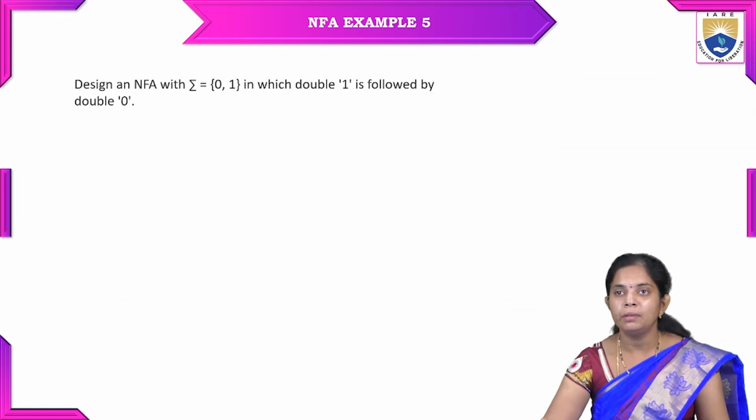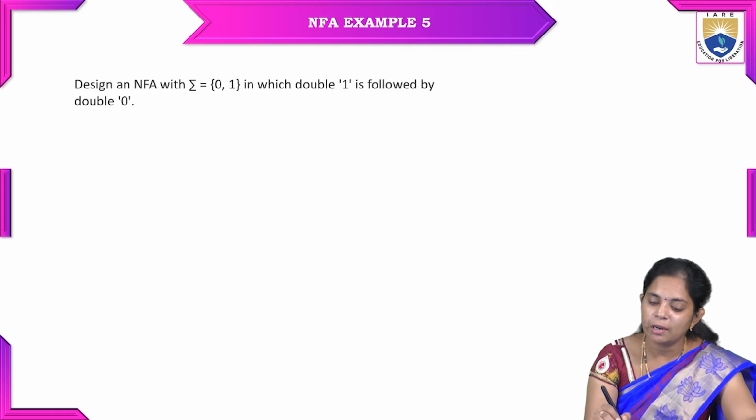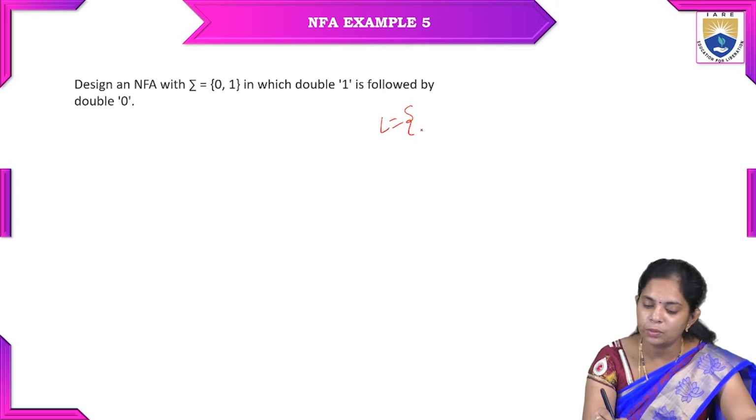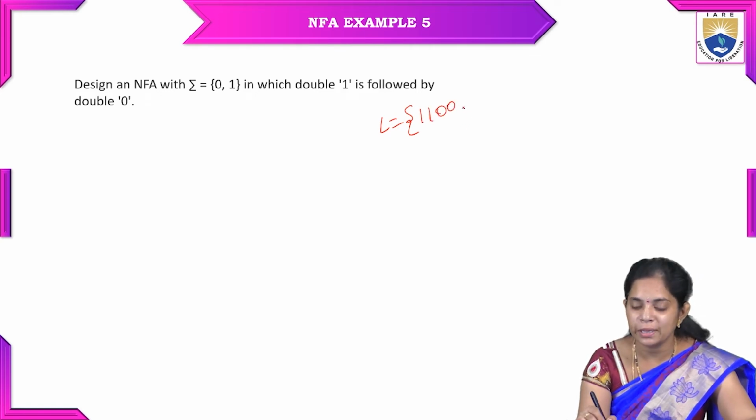And one more example: design an NFA with alphabet 0, 1, in which double 1 is followed by double 0. Double 1 is followed by double 0, meaning we just elaborate this language. L is equal to double 1 followed by double 0. It has a minimum length of 4. So how many states do we require for this construction? We require 5 states.